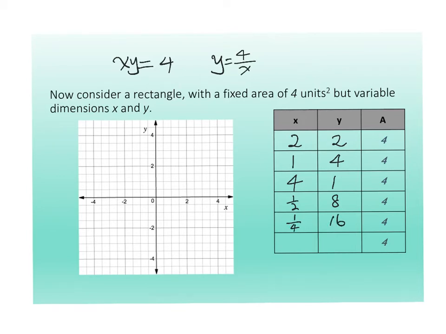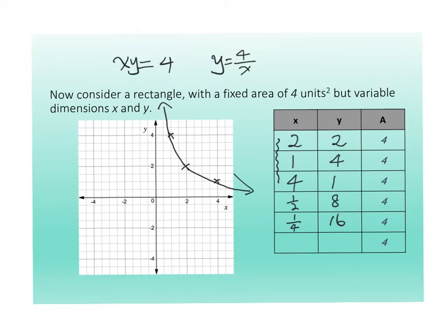If I plot these 3 points, when x is 2, y is 2. When x is 1, y is 4. And when x is 4, y is 1. So you can see that what I've done is I have dilated the parabola.